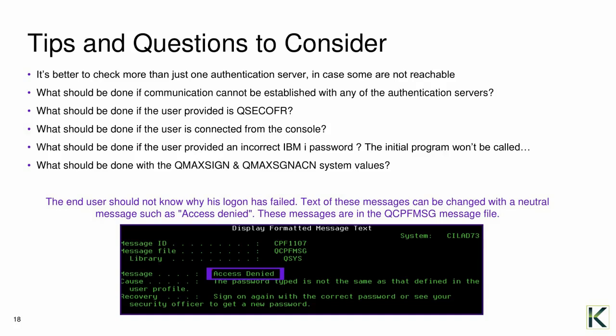So where they're from, how they're accessing, what level of authority they have. And then the QMAXSIGN sign-on, we discussed that right at the beginning. So this is how you control the effect of too many wrong attempts.